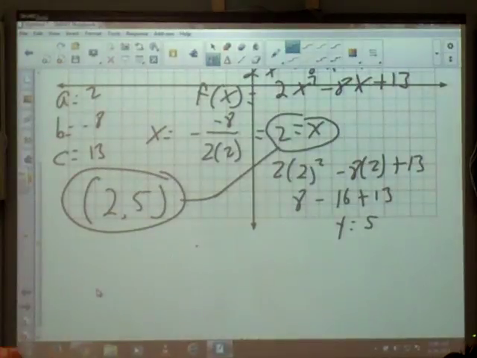Increasing and decreasing stuff is going to be the same since it's opening up. The only thing that will change is it won't be a 1. How many over is that? 2. So it would decrease from negative infinity to 2, right? And then increase from 2 to infinity.